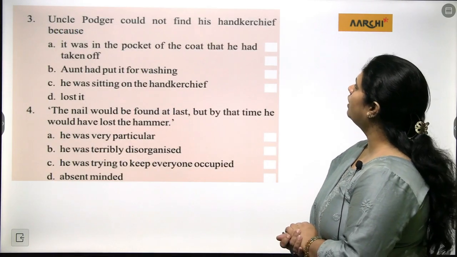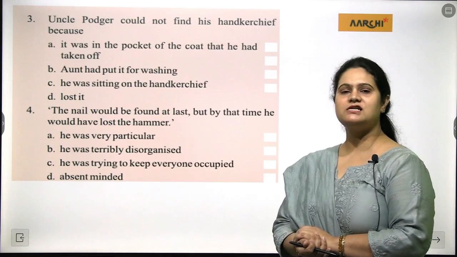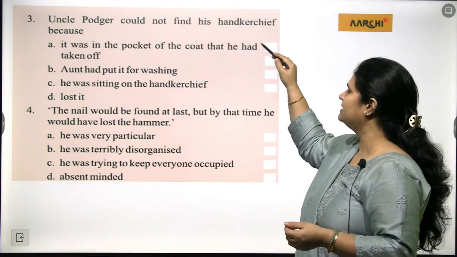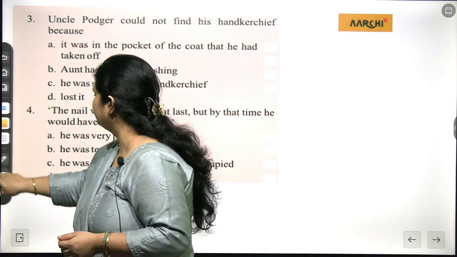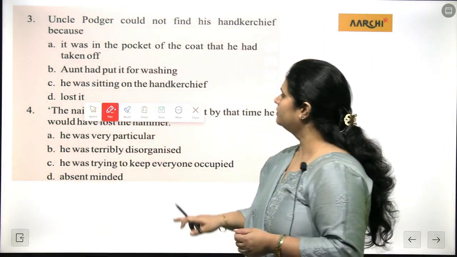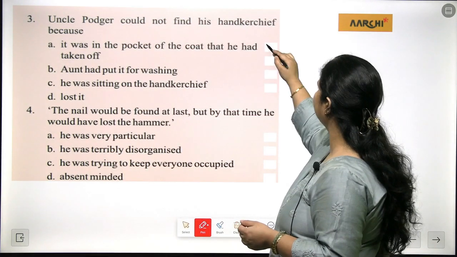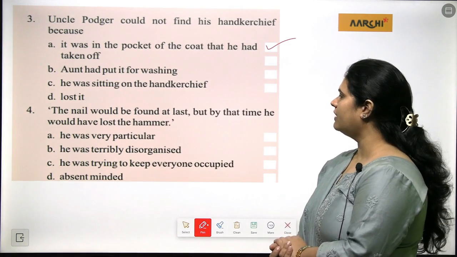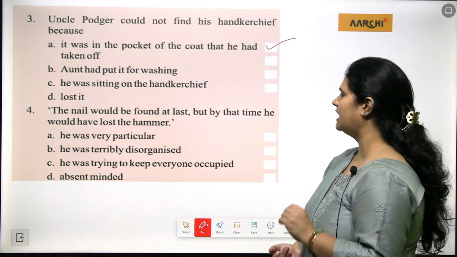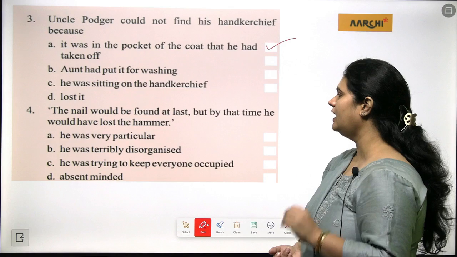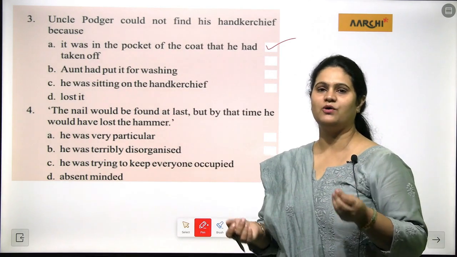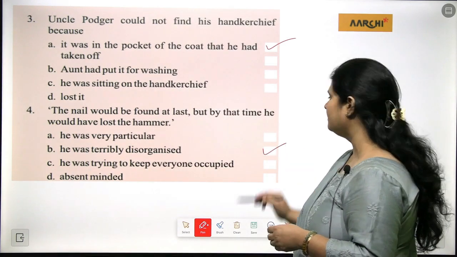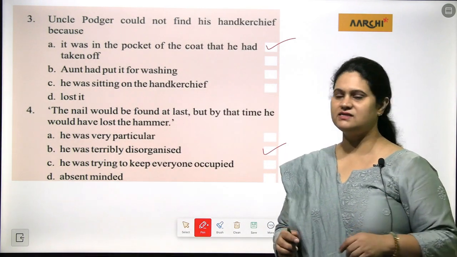Uncle Podger could not find his handkerchief because it was in the pocket of the coat that he had taken off. Right? So he had kept the handkerchief in his coat pocket. Number 4, the nail would be found at last, but by that time he would have lost the hammer. What does it show? That he was highly disorganized, terribly disorganized, right?